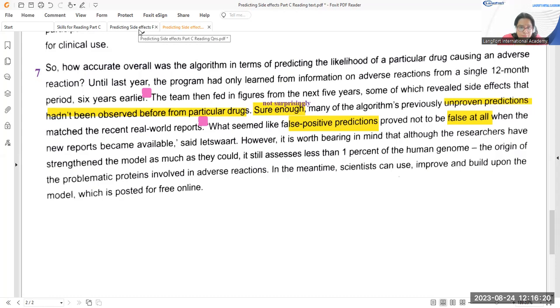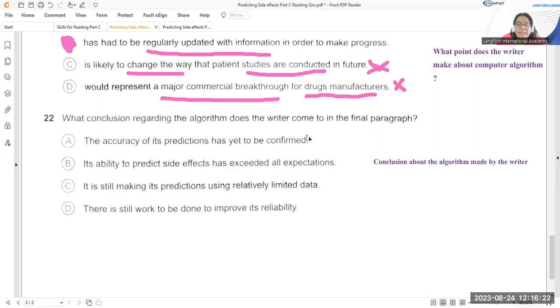Come on. Now we need to figure out the conclusion. Can you read the options one by one? The accuracy of its predictions has yet to be confirmed. It says the algorithm's accuracy. Have they not confirmed the accuracy yet? No, they have, right? False positive started being true, unproven became true. So that means it's confirmed. The accuracy is confirmed. Okay, so next one.